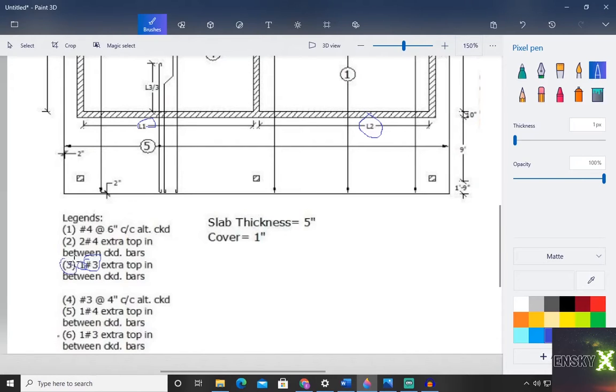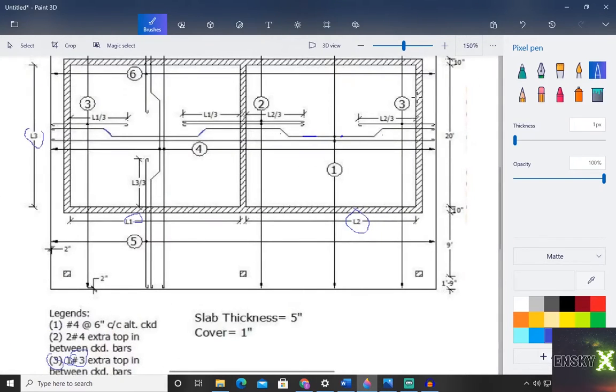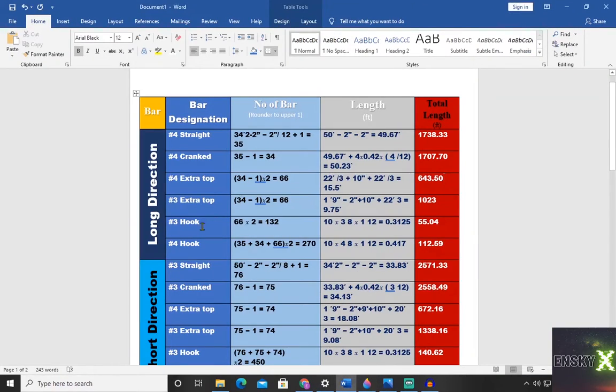So what happened in 3, we have to find out from the design. So what is here in 3? There is a 3 line and also there is a 3 line. So we have to put just 2, for L1/3 and L2/3. So let's look at that table, #3 extra top. Again, for the number of bars, we just have to deduct 1 from the crank bar. From this crank bar, just minus 1, then we get the crank 1.